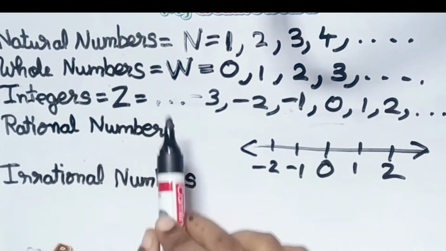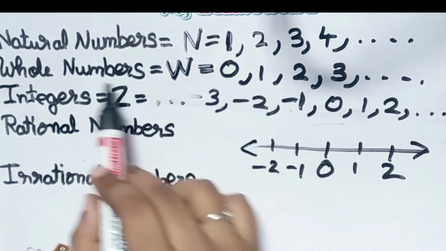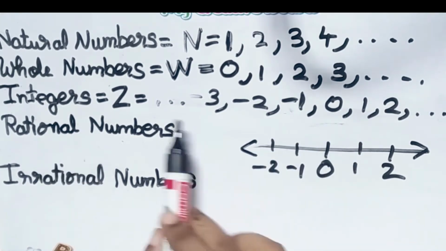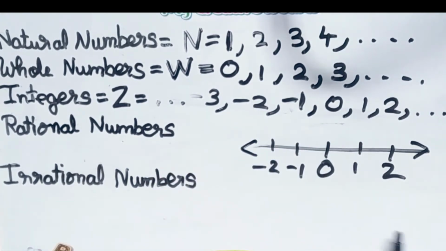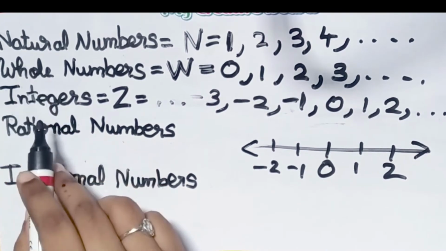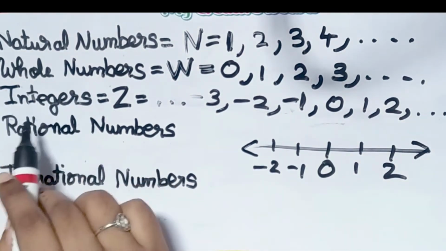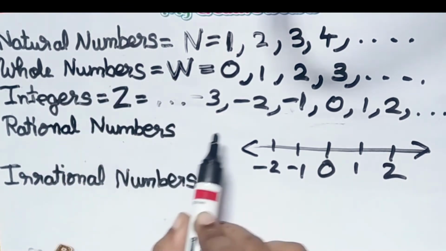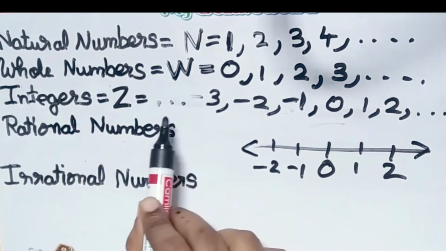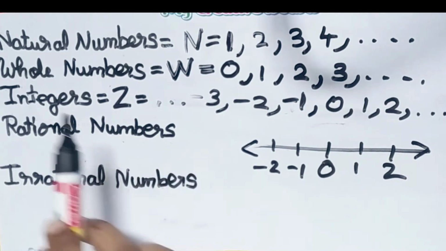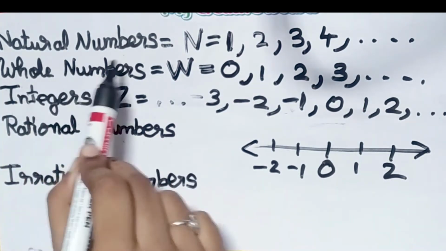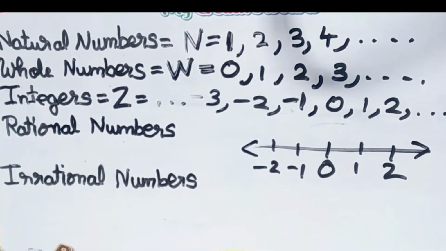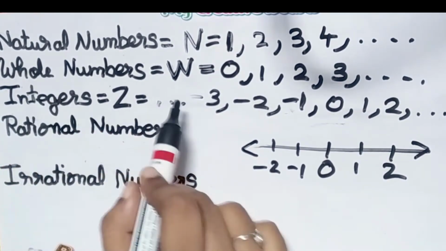So natural numbers are also included in integers. Whole number, that is 0, is also included in integers. And we also have negative numbers in integers. So all natural numbers are integers. All whole numbers are also integers. But integers are not all natural numbers because see, here we have minus 3. Negative numbers are also there, and in natural numbers there are no negative numbers. So all integers are not natural numbers and all integers are not whole numbers.